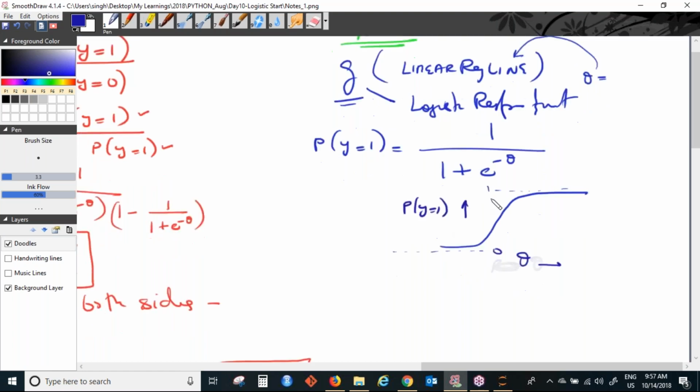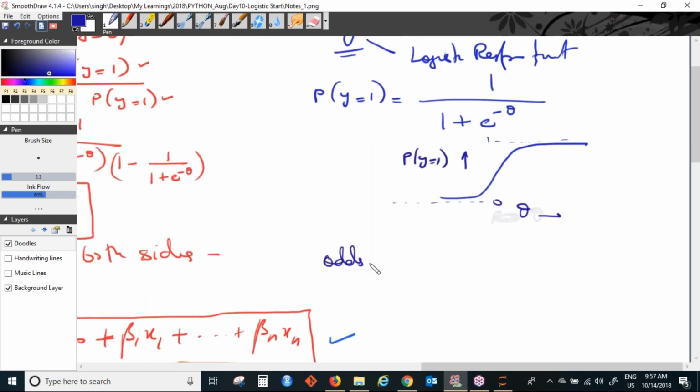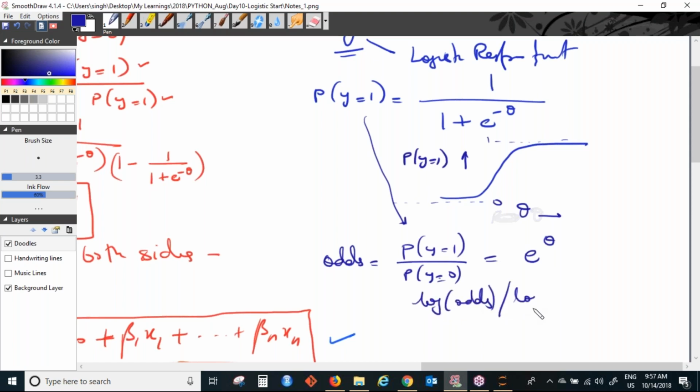Then next, we saw the concept of odds. This is another way to evaluate or understand logistic regression. The formula for odds is probability of y is equal to 1 divided by probability of y is equal to 0. If you put this equation here and here, what you will get is e to the power theta. So if I take the log of odds, which is also known as logit, I will get theta.